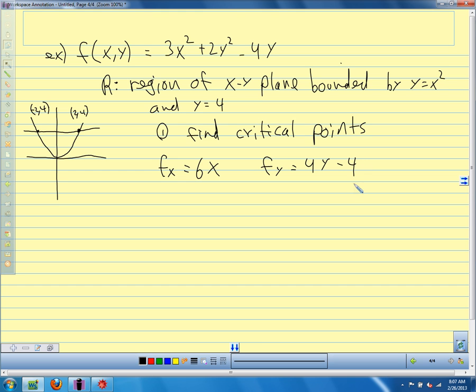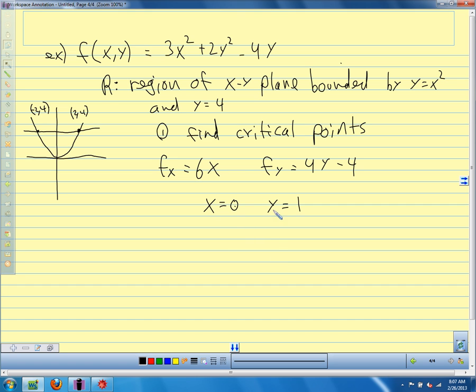So where are our critical points on the interior going to be? X equals 0 and y equals 1. I wrote x, thank you. I'm thinking about what I write next, and then I get ahead of myself.